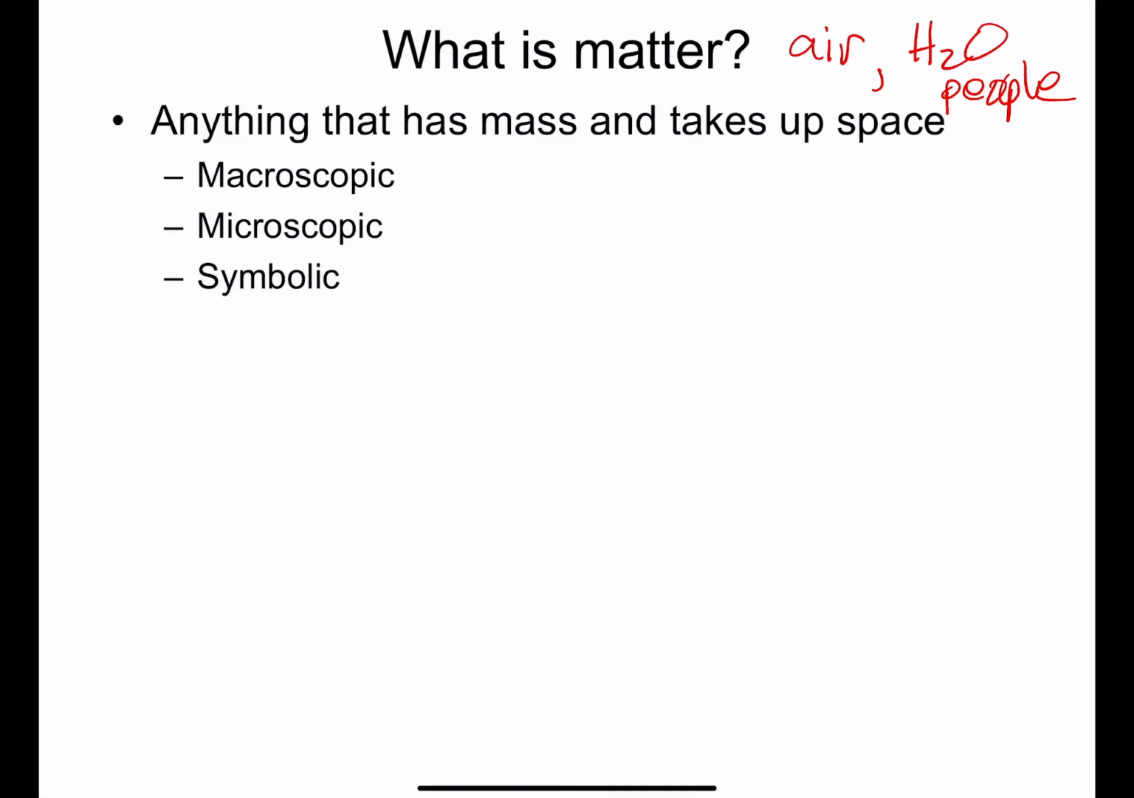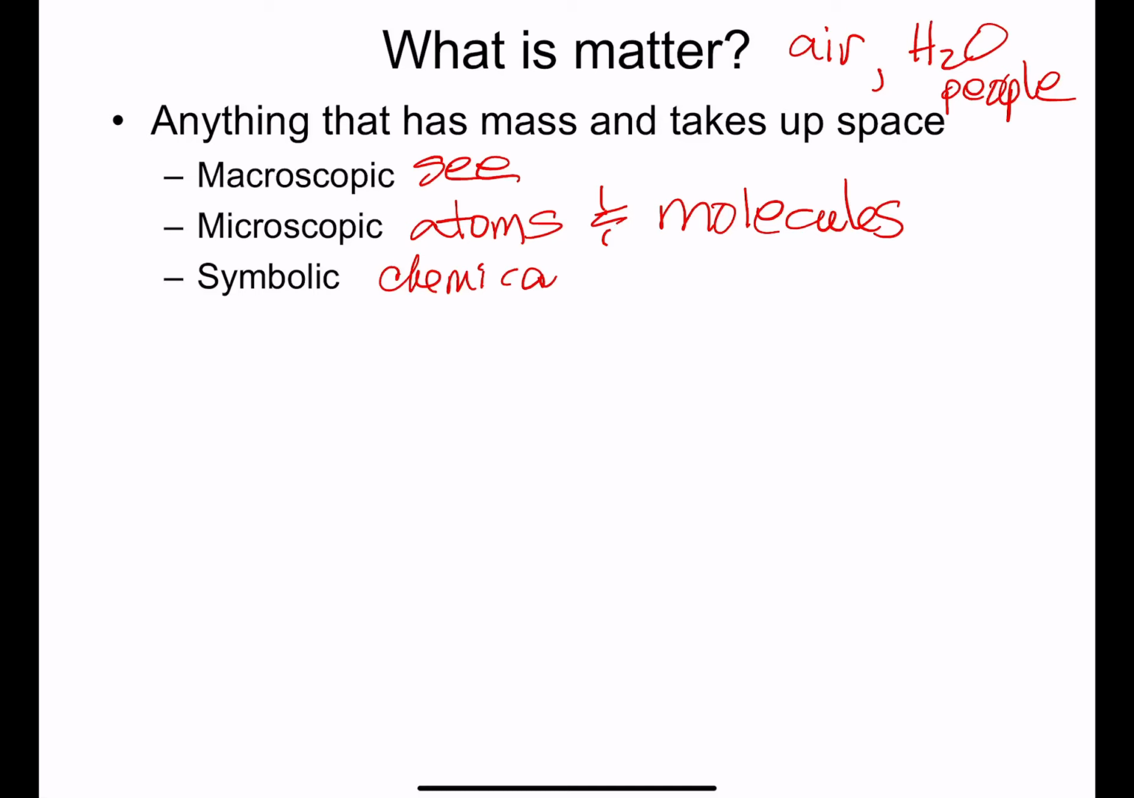We can think about that matter on three levels: the macroscopic, the microscopic, and the symbolic. So the macroscopic we can think about is what we can see with our eyes, right? What we can see. Microscopic is the arrangement of atoms and molecules. And symbolic are chemical and mathematical symbols that help us figure out and display what's going on. So we'll say chemical and mathematical.